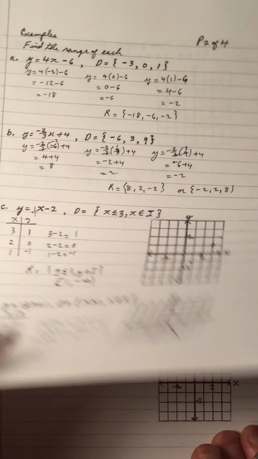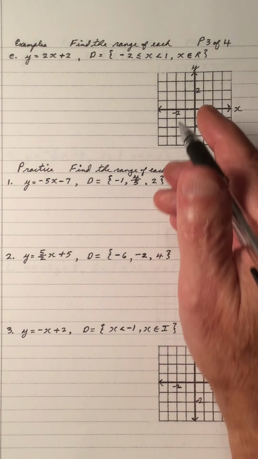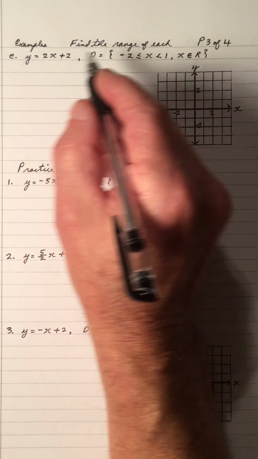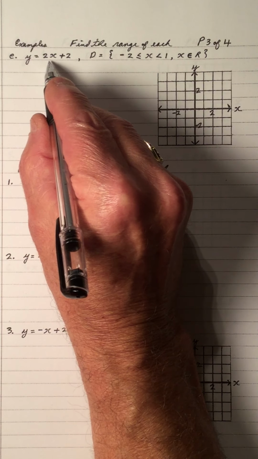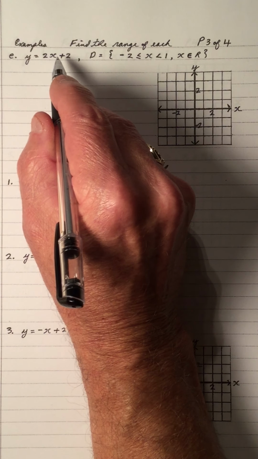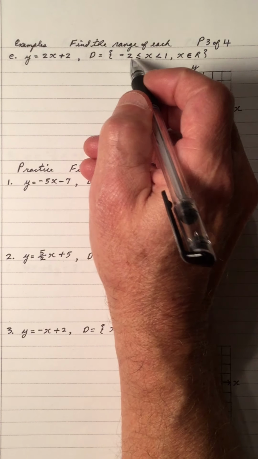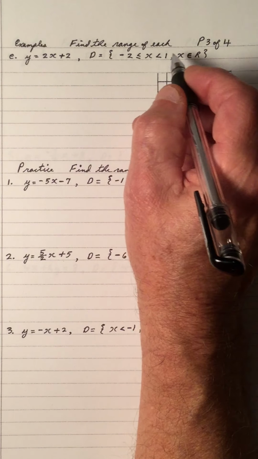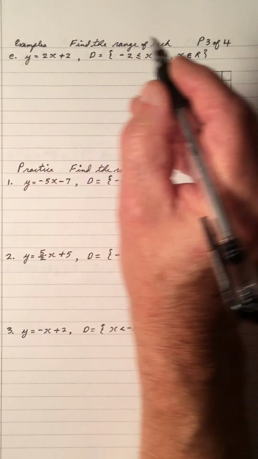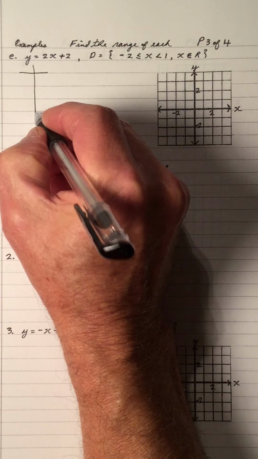Table of values, graph. So let's work with the table of values. I have the graph there, so I'm doing both. And y equals 2x plus 2. So let's work with this one. And the domain is -2 less than or equal to x, less than 1. And we got reals. So let's do a table of values and see what happens.